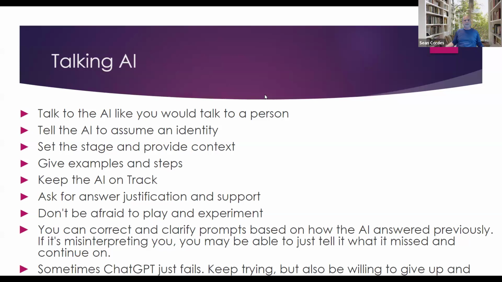So I'll set that stage and provide context for students and give examples and steps of how I want the AI to process the information that I'm looking for. A lot of times I'll have to go back and adjust, tell it to make things shorter, clarify things, expound on examples. And as for justification and support, it's harder to do this, I think, with some of the older models that are free, but a lot of the online things like Gemini and Copilot are able to pull in references from the internet that you can follow up on and check.